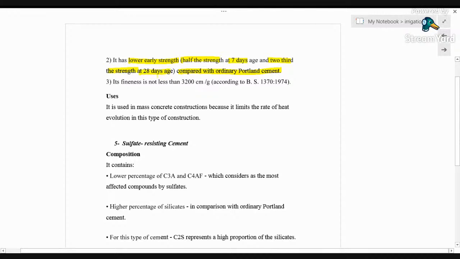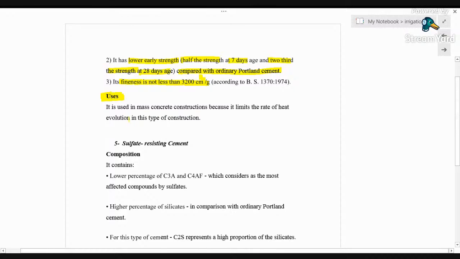So you can imagine what strength will be gained at 7 days compared to ordinary Portland cement. We will get half of the strength at 7 days, and two-thirds of the strength of ordinary Portland cement at 28 days. So the gaining of strength is very gradual, not very quick. Its fineness is also not less than 3,200 square centimeters per gram. Where can we use this low heat Portland cement?